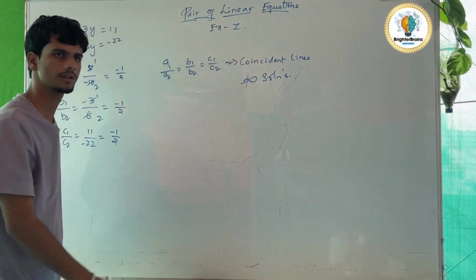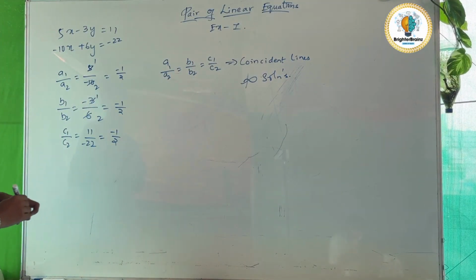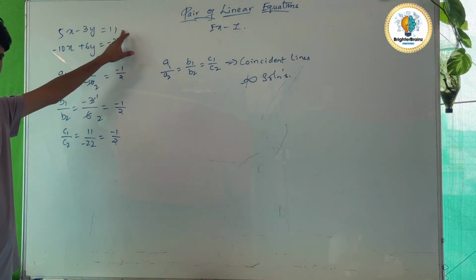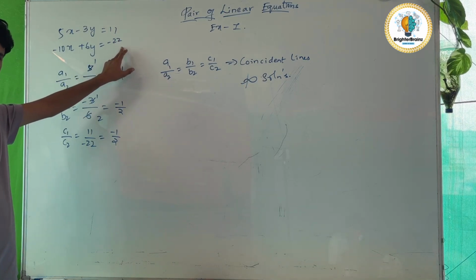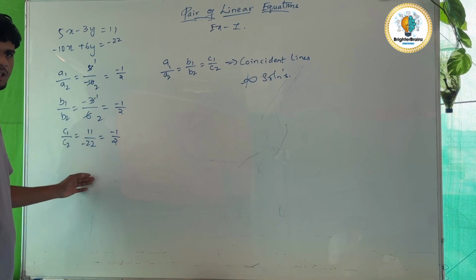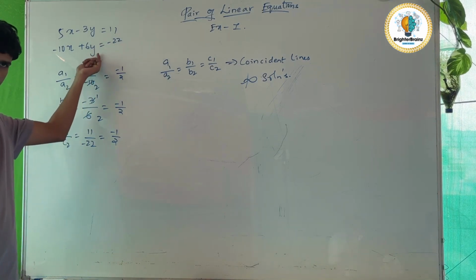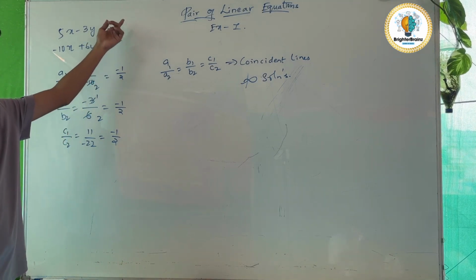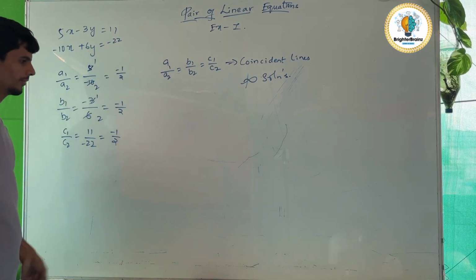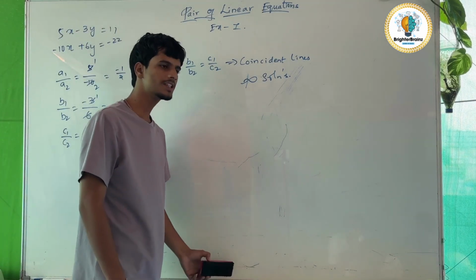Okay, infinitely many solutions. 11 is on the RHS and minus 22 is also on the RHS. If both are on the RHS, we can take it this way. If one is on the LHS and the other on the RHS, you need to take that into consideration. Okay, done. So these are coincident lines.